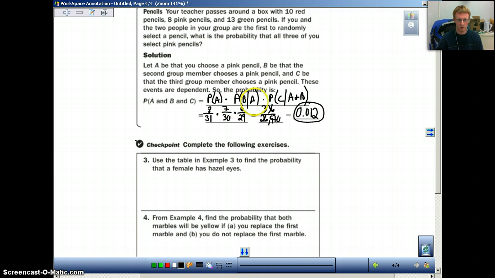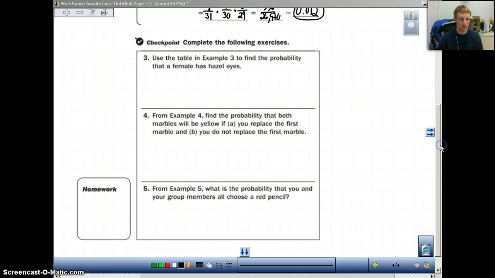problem changes. Okay, so what I want you to do is try these next 3 checkpoints on your own and hit play when you're ready, and then we're going to be done.